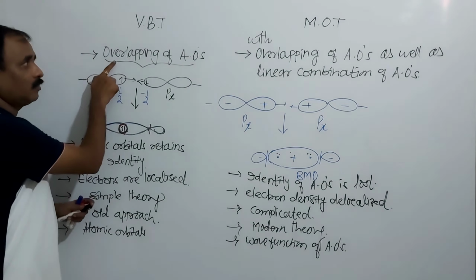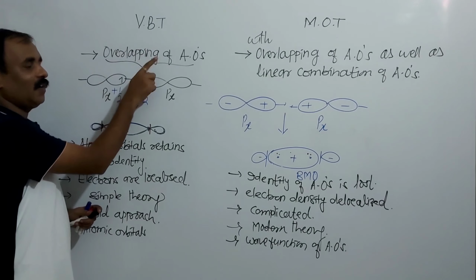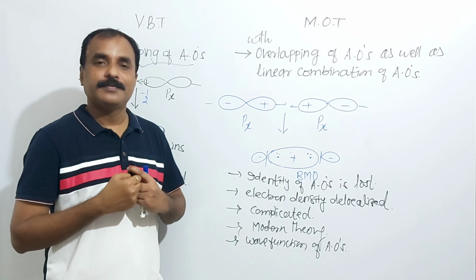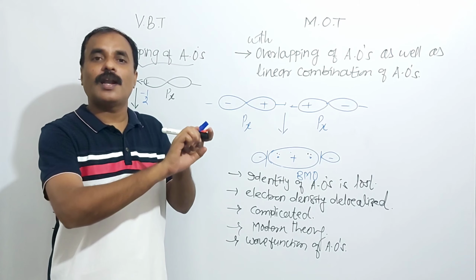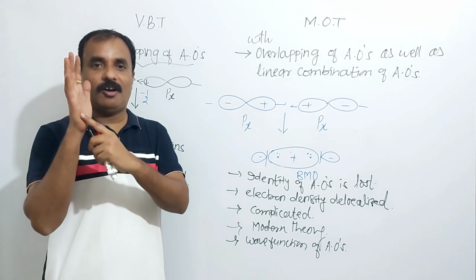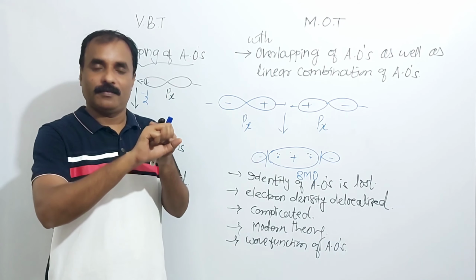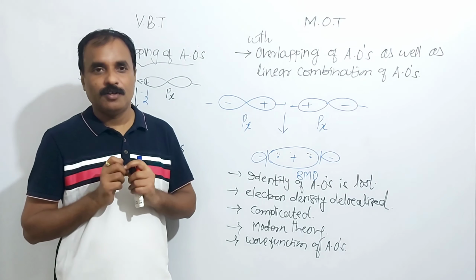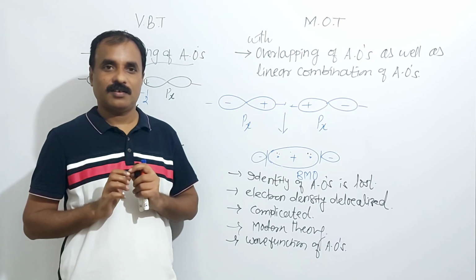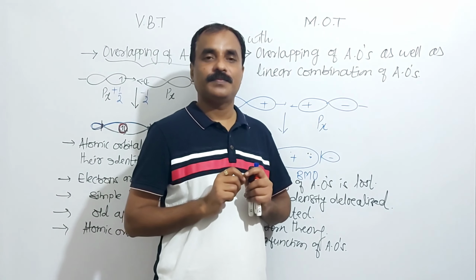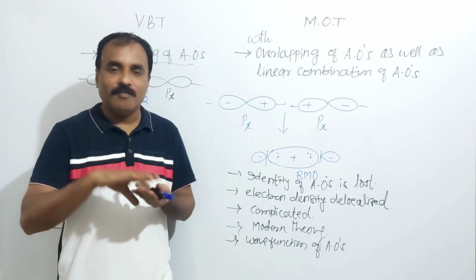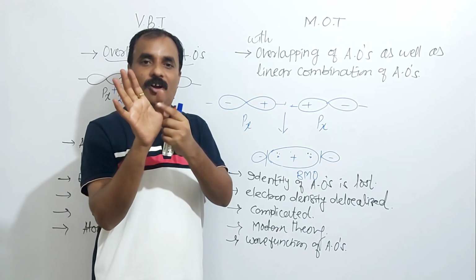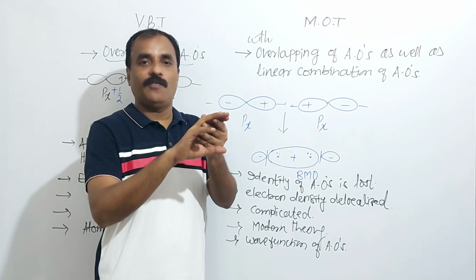What is point number one? In valence bond theory, there is an overlapping of atomic orbitals. Effective overlapping is required, isn't it? Like this, perfect overlapping is required. This is one atomic orbital, this is another atomic orbital, here it is overlapping. When we shake hands, there is effective overlapping. So formation of covalent bond. Suppose this is one atomic orbital, this is another atomic orbital, there is overlapping and a formation of covalent bond.